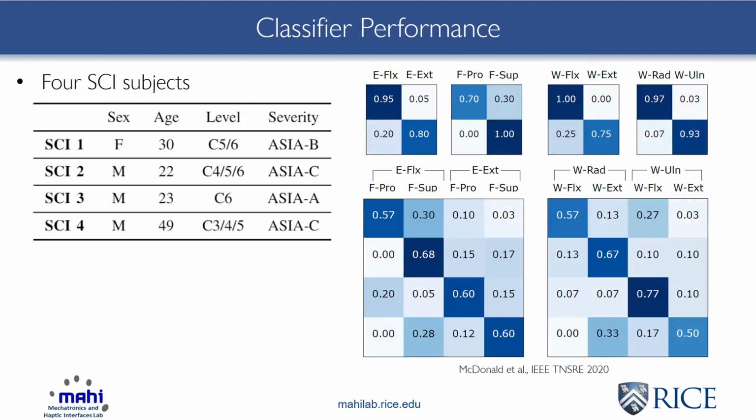This was also performed in SCI subjects, and we expect the accuracy to drop. For the single degree of freedom movements, we see it drop to about 90%, which is still pretty useful in terms of engaging the user in these activities. For multi-degree of freedom, we see a more significant drop in accuracy down to approximately 60% average.